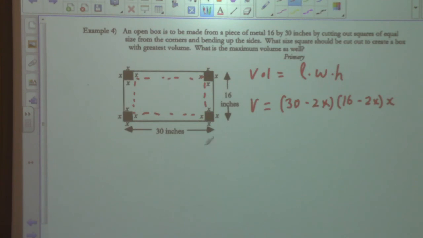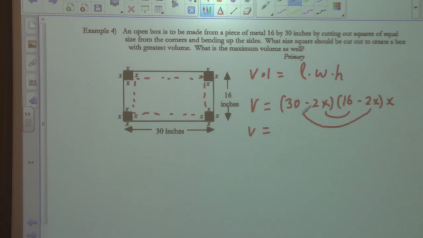So let's go ahead and distribute this and get what our volume is. Now in pre-calculus, what we would do is figure out this equation, plug this in the calculator, and find the maximum in the graph. But in calculus, we're going to handle this differently because we're actually going to be able to use our calculus to solve this without a calculator.